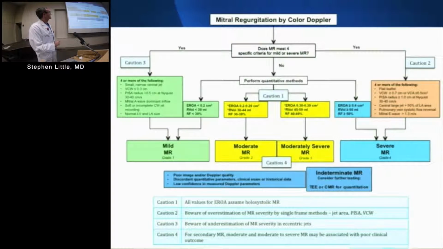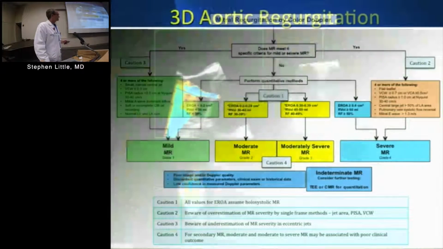Eccentric jets: it's easy to underestimate an eccentric wall-hugging jet, as we talked about. And then the idea of secondary MR: if you quantify here, yet the etiology is functional MR in a ventricle with an EF of 20%, that may have the clinical impact of severe MR, yet it may have the flow quantitation of moderate MR. So these are the things under ongoing discussion, which will hopefully be clarified dramatically in the next version of the guidelines.